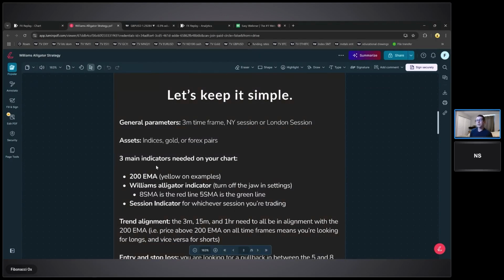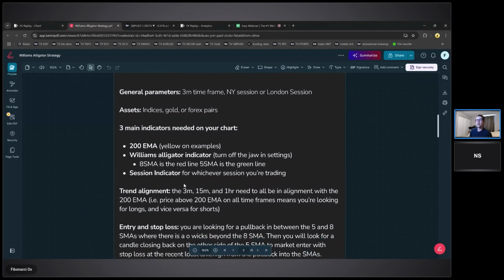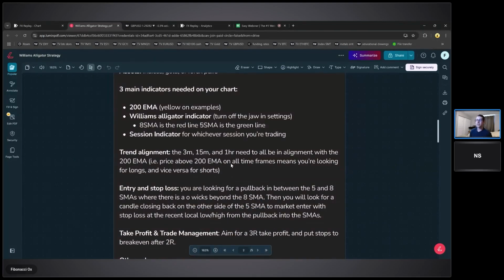We're going to have 3 indicators on our chart: the 200 EMA, which we'll see in some examples, and the Williams Alligator indicator, which has 3 different moving averages in itself, and we're going to adjust some settings on that so we just have 2 of them. And lastly, you're going to want a session indicator to show whichever session you're trading. I always find it helpful to have a session indicator to make sure you're only trading the hours that you want to. Otherwise, pretty simple rules for the strategy.